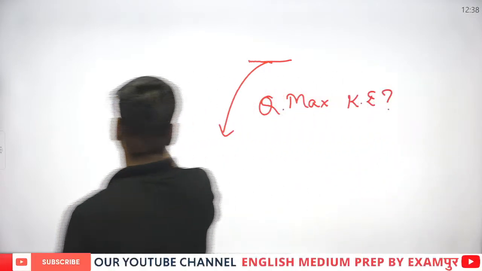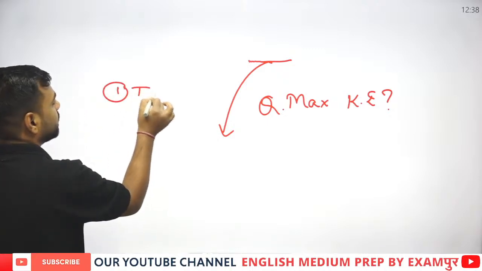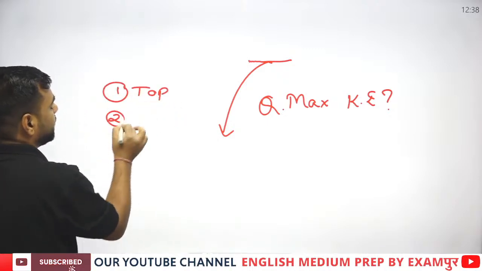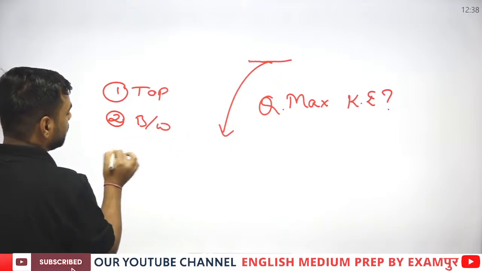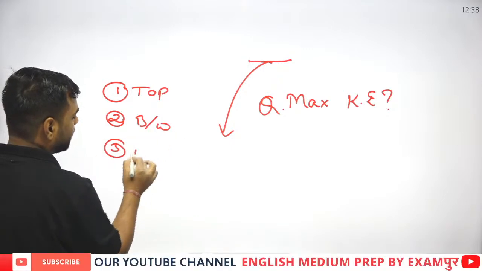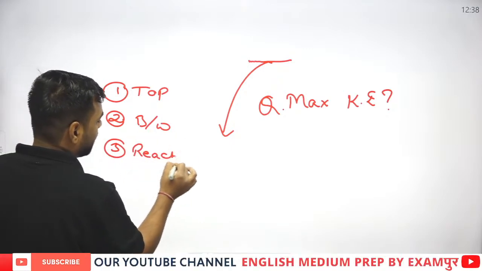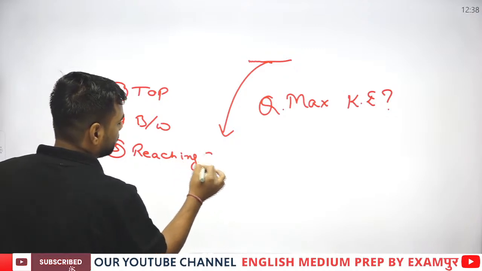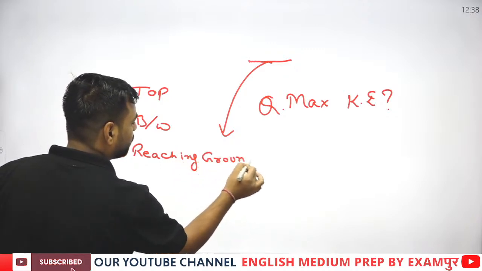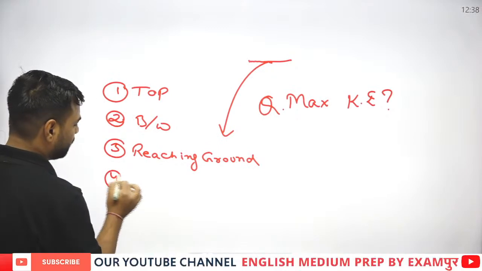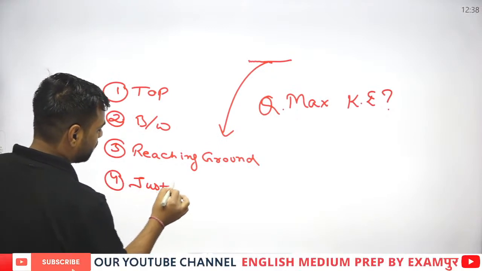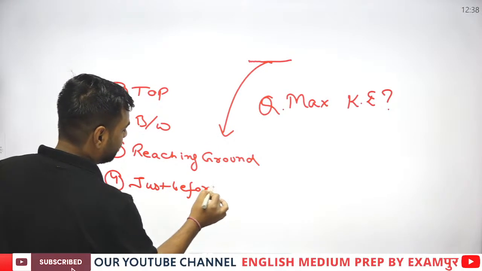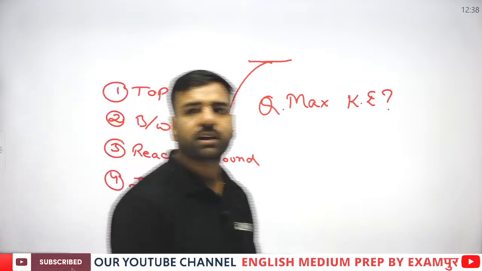First option is at the top. Second option is in between. Third option is reaching ground. After reaching the ground. Or my fourth option is just before reaching the ground. Just before reaching the ground. What is going to be the correct answer?